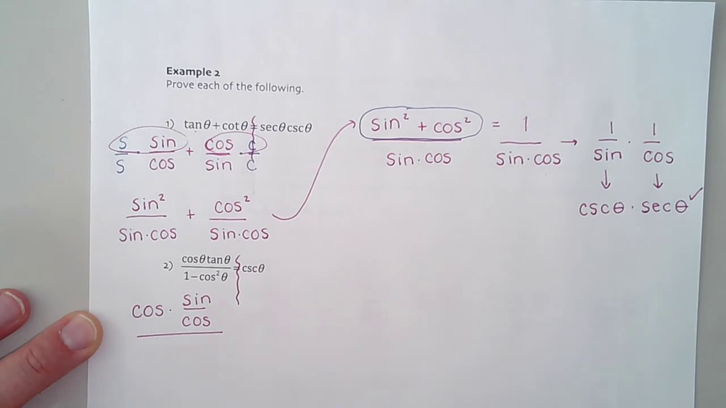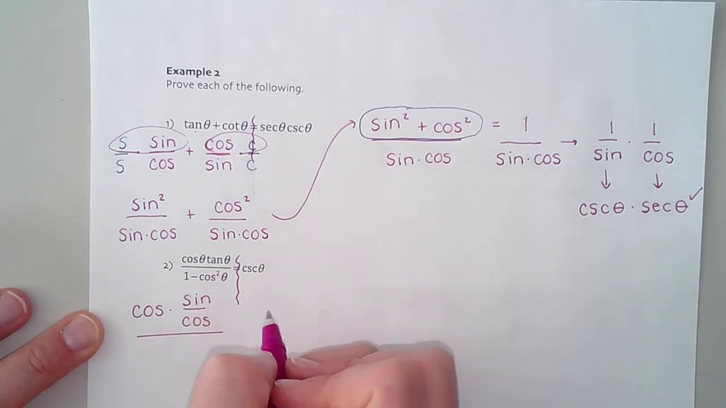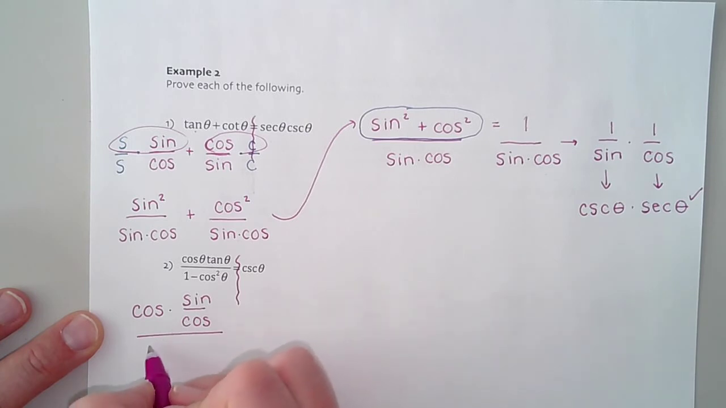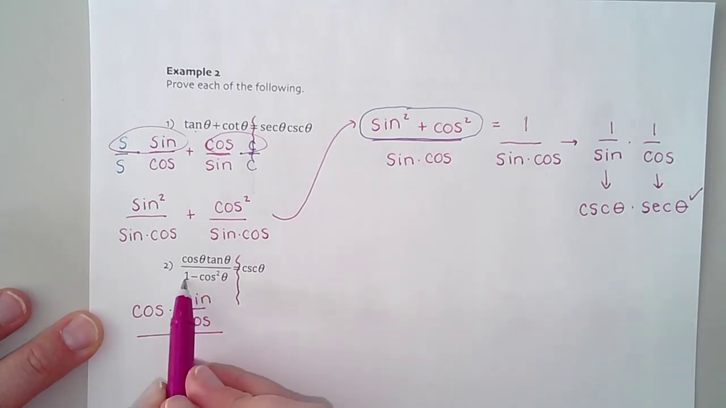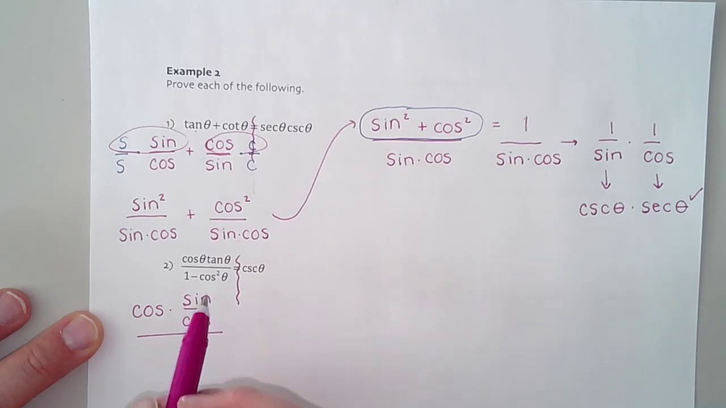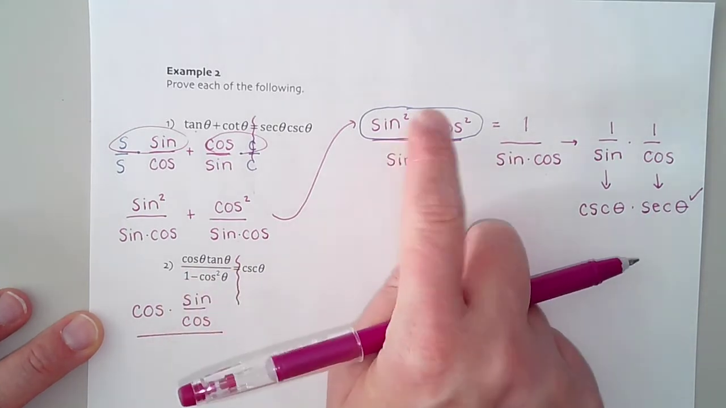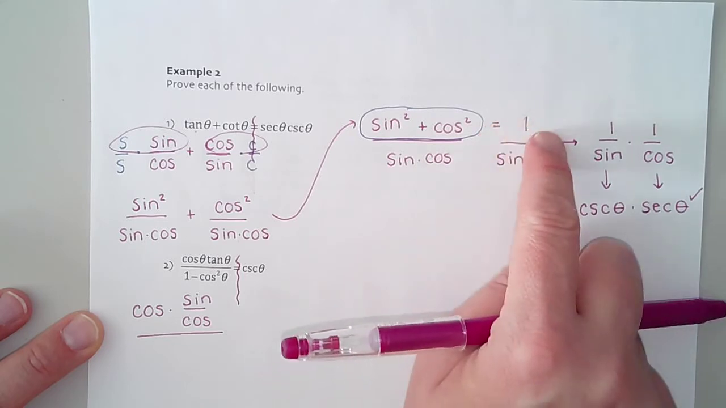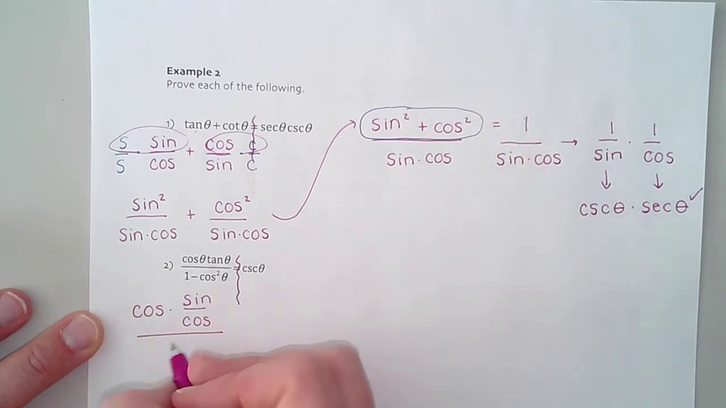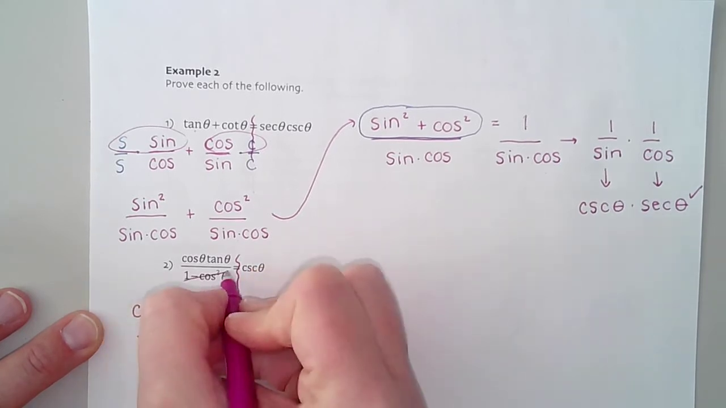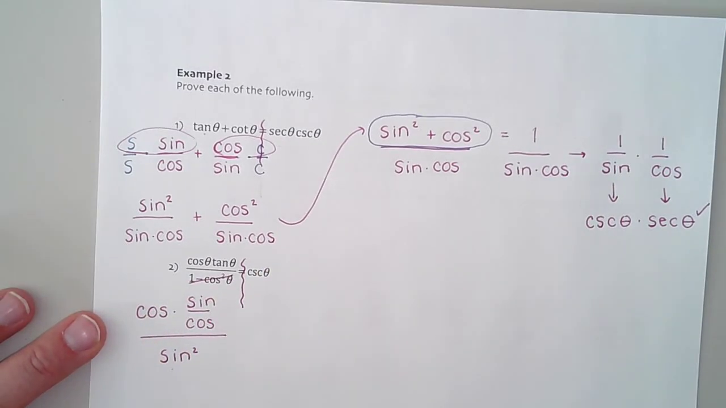On the bottom, we have 1 minus cosine squared, and I recognize that, right? I'm going to go ahead and write it that way now. 1 minus cosine squared is just sine squared. That comes from that same expression as this, right? That sine squared plus cosine squared equals 1. So I took this and replaced it with sine squared.